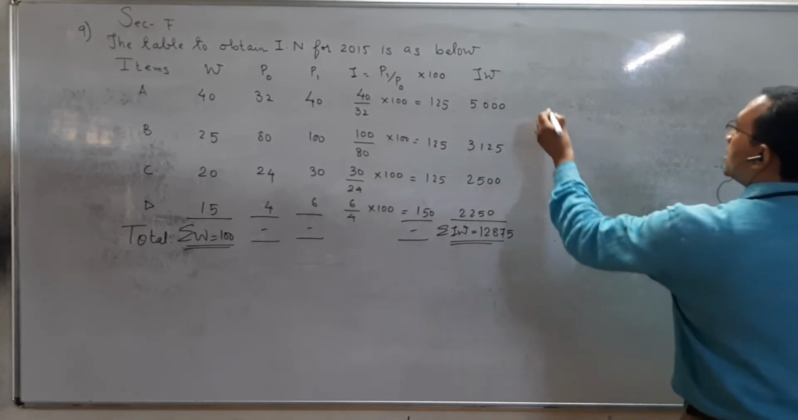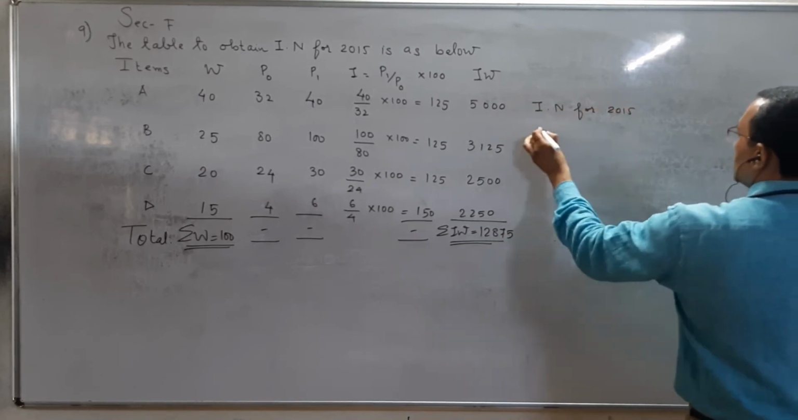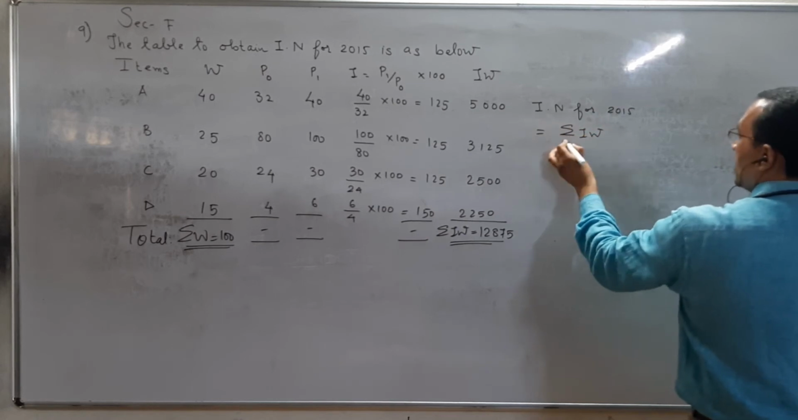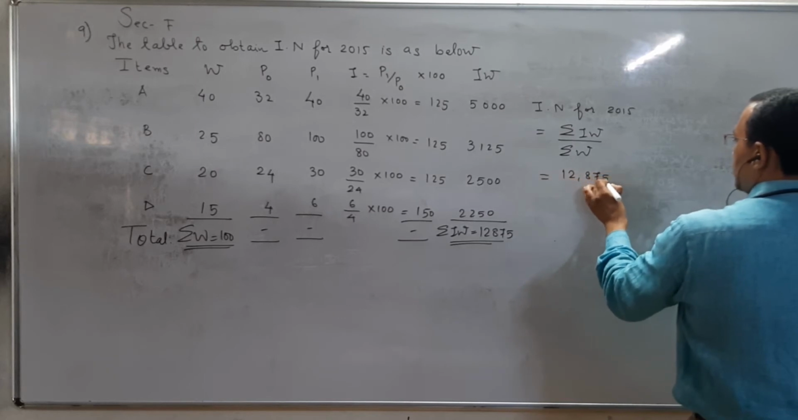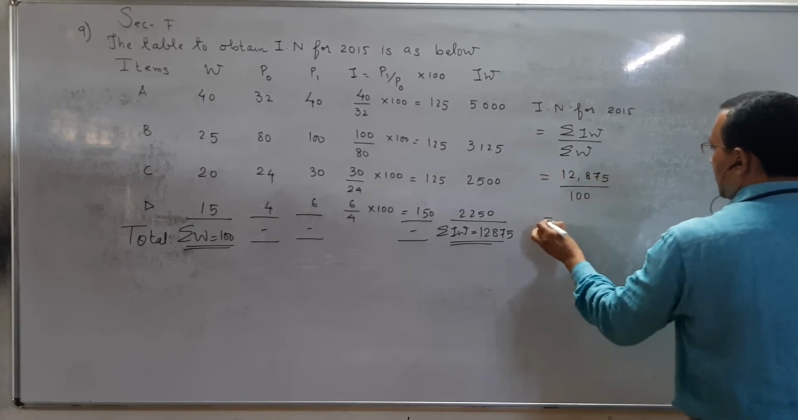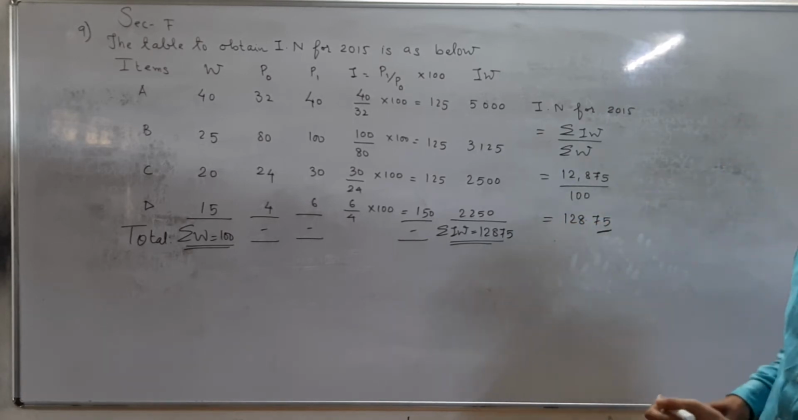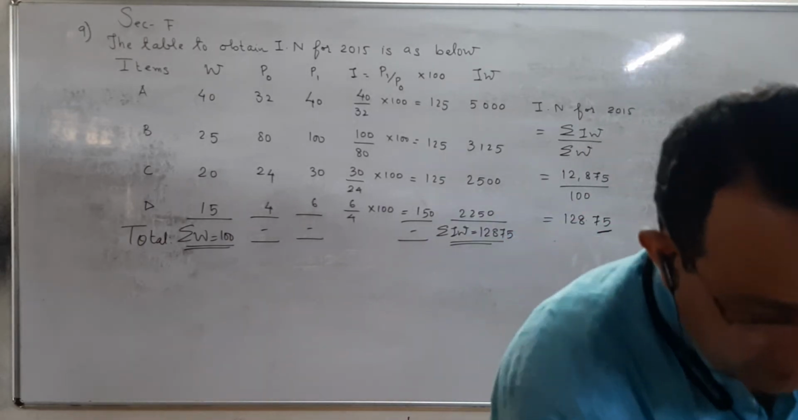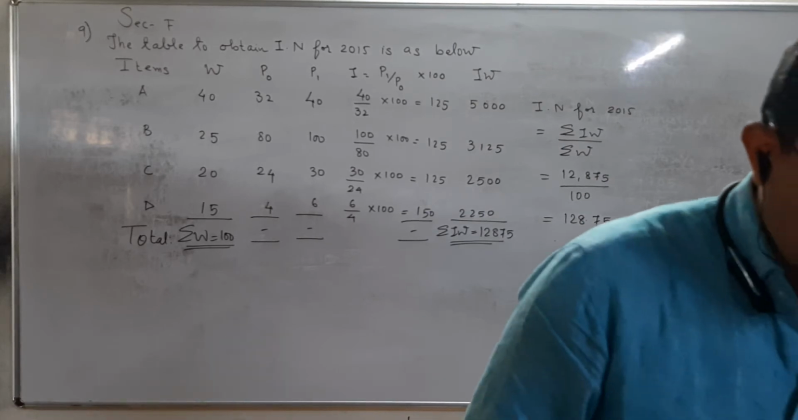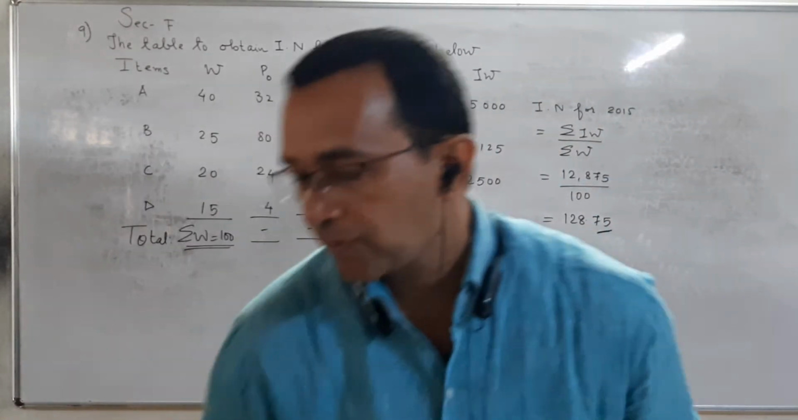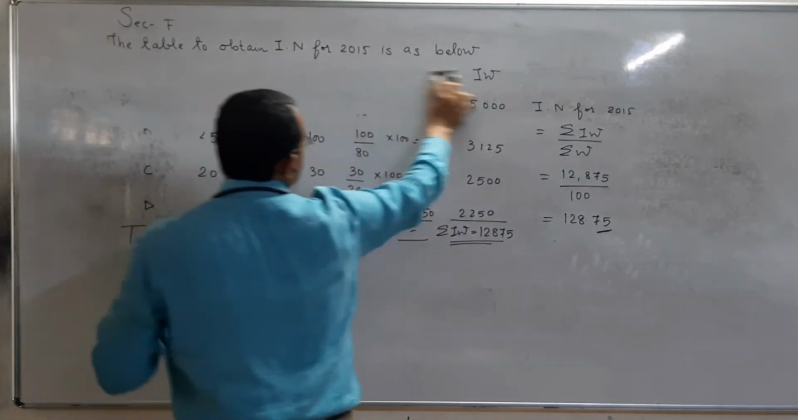So index number for 2015 is equal to sigma IW upon sigma W, 12,875 divided by 100, and this is 128.75. So students, I can say that the index number for the year 2015 is 128.75. Okay, last sum students to complete the chapter and the exercise.